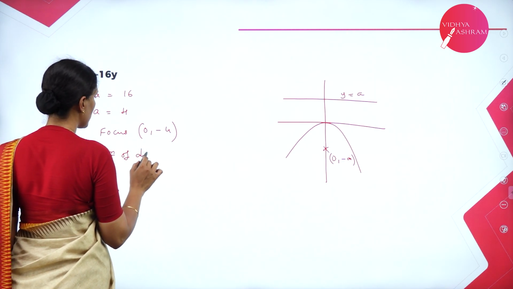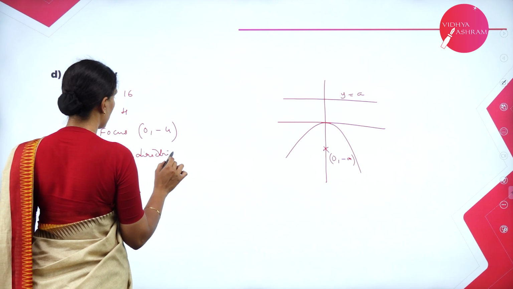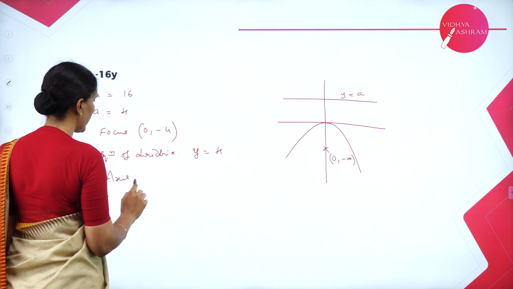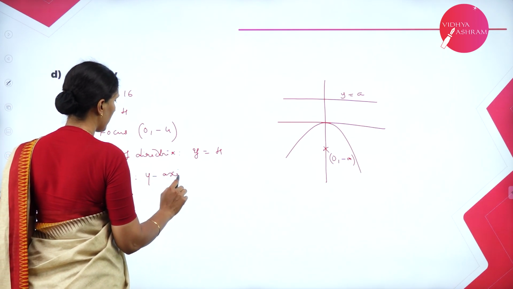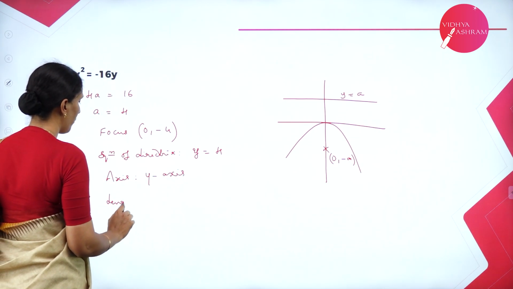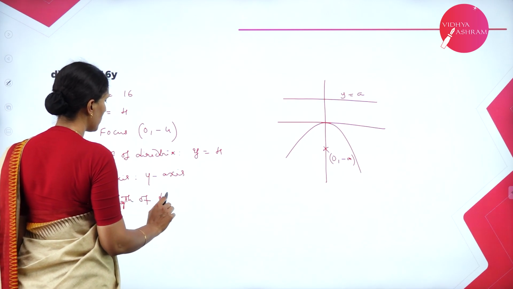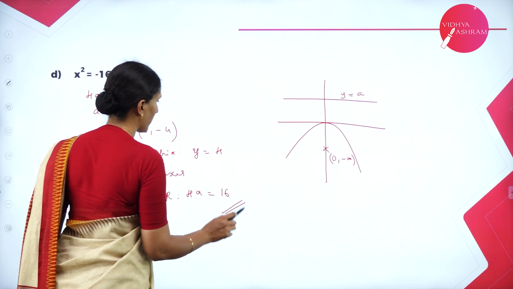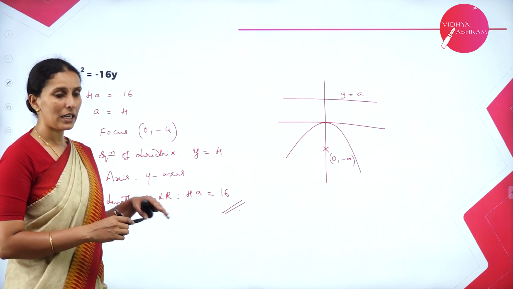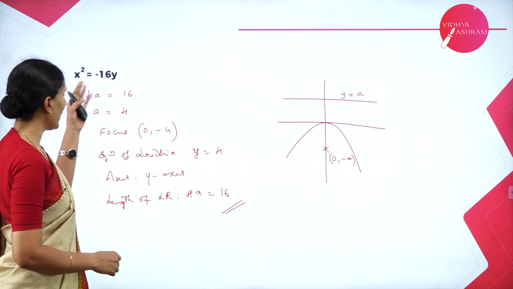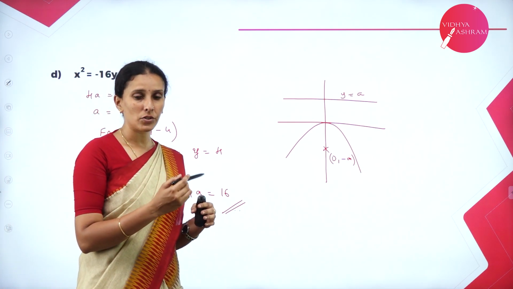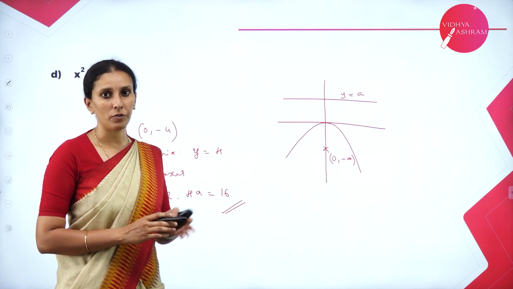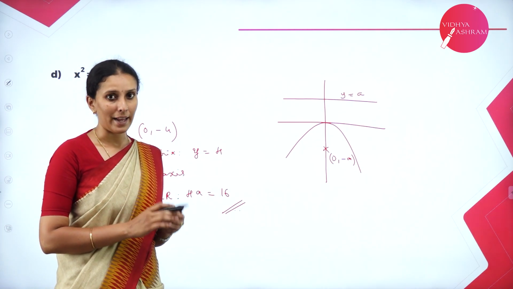Equation of directrix, y is equal to 4. Axis of symmetry is y-axis, and length of latus rectum is 4a, whose value is 16. So these are basically the 4 types of parabola. So depending upon whether the equation y square is positive or negative, or x square is positive or negative, we can decide the shape of the parabola along the direction also.